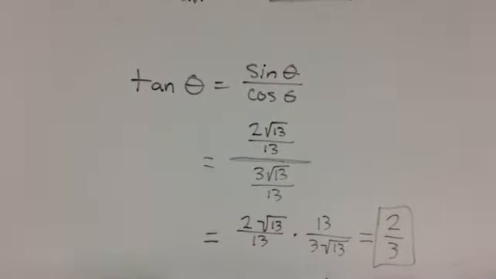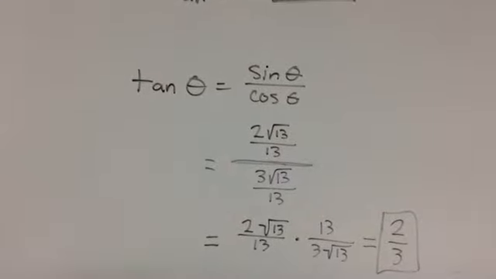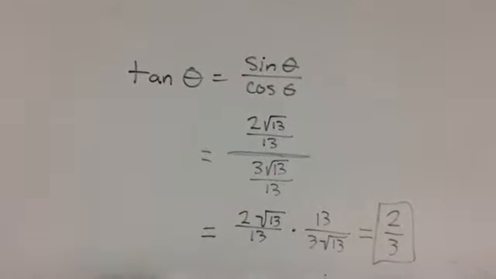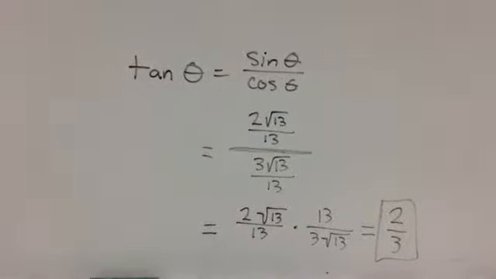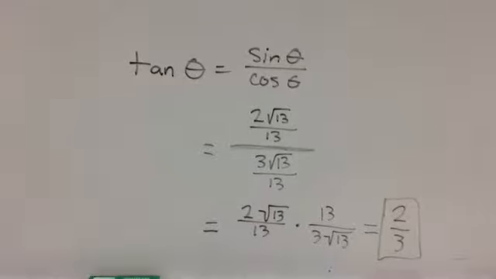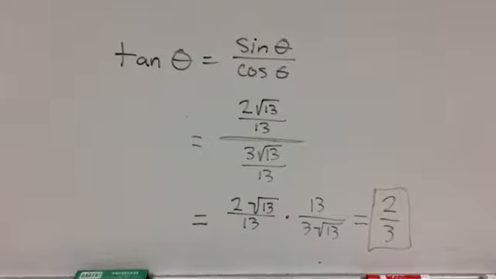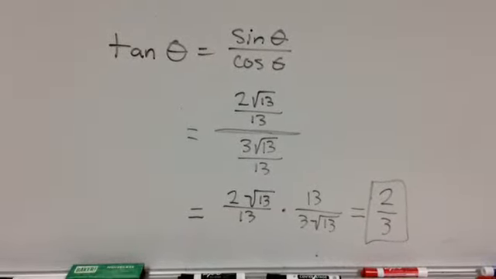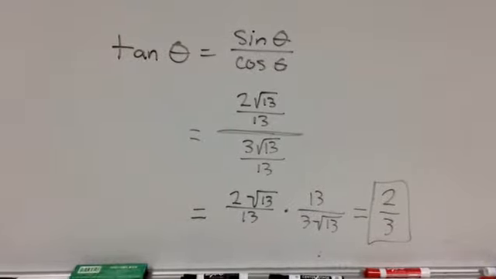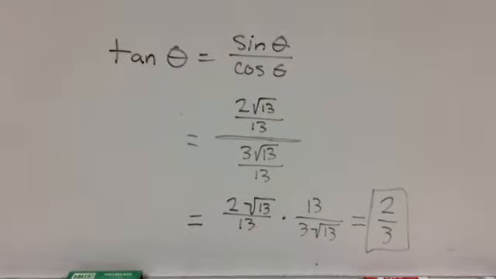The final one is tangent of our angle, which we know is sine divided by cosine. If we take the answer for sine, 2 square root of 13 divided by 13, and divide by cosine, 3 square root of 13 divided by 13, by taking the reciprocal of the second fraction and multiplying, the 13's will cancel, the square root of 13's will cancel, leaving a 2 on top and a 3 on bottom, resulting in the tangent of our angle equals 2/3.